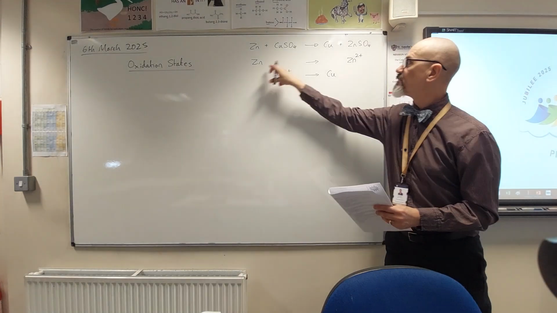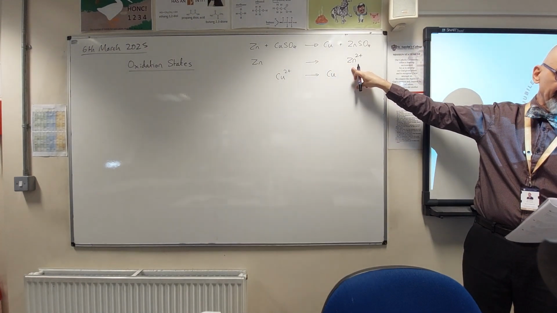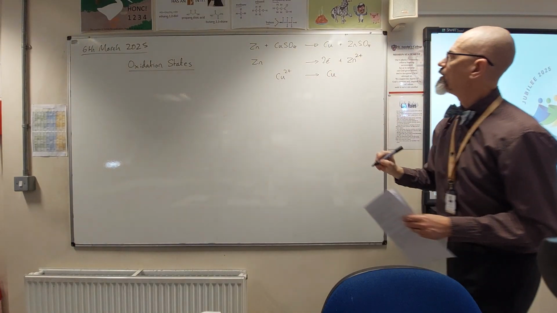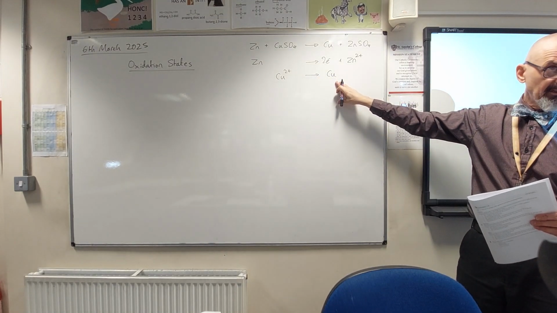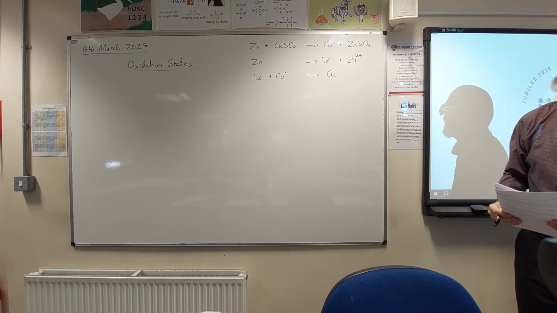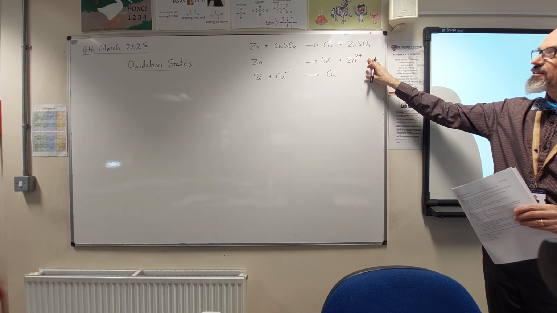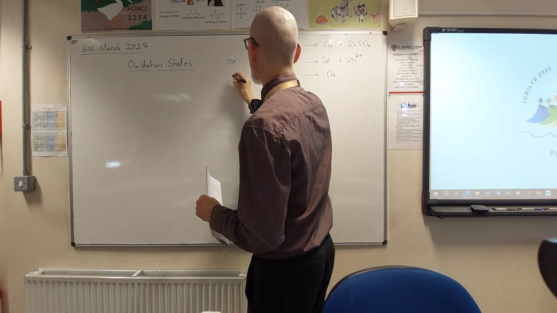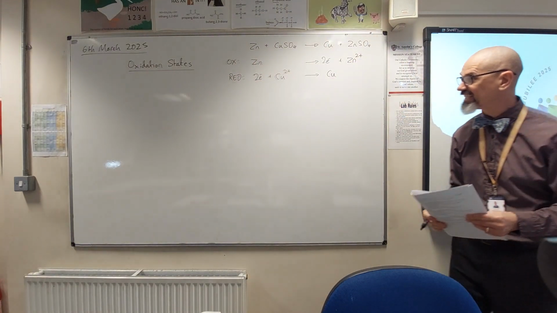And in order for zinc to become zinc 2+, it must have done what in terms of electrons? Lost 2 electrons. So I can put those over there. And in order for copper 2+ to become copper, it must have gained 2 electrons, so they go on the left. And because zinc has lost electrons, we can call that oxidation. Oxidation's loss of electrons, reduction's gain of electrons.